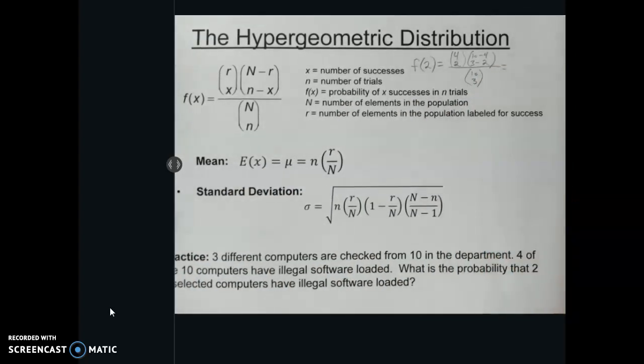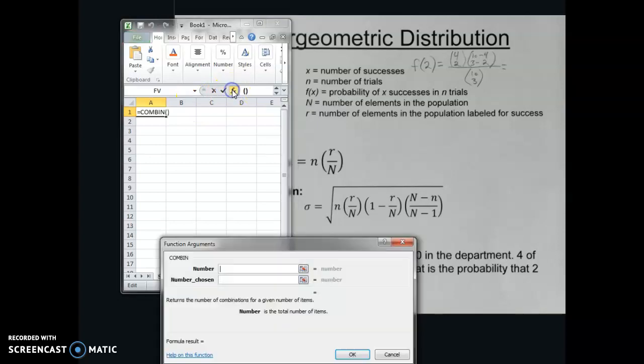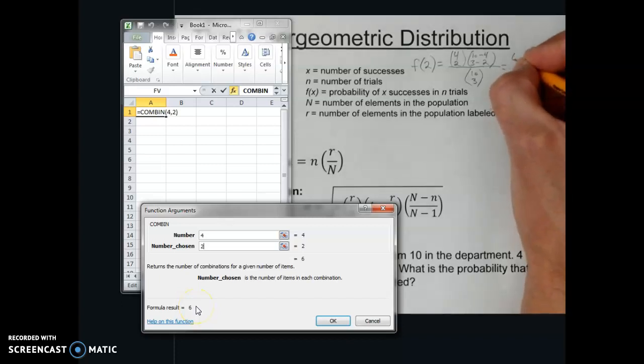Once you do that, you can find these values. You can do it on a calculator, you can also do it in Excel. So we'll use Excel as our calculator. So we're going to put equals combination. And we want to pull up the argument box here. For this first one, we're going to pull 4 elements 2 at a time. So 4 is the total number of items, and 2 at a time. And it actually gives you the result down here, so we can just go ahead and write that in. So we have 6.